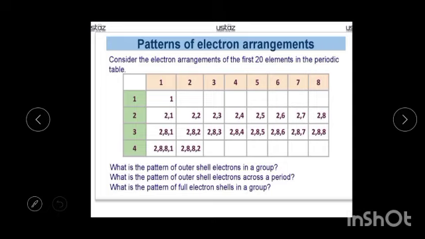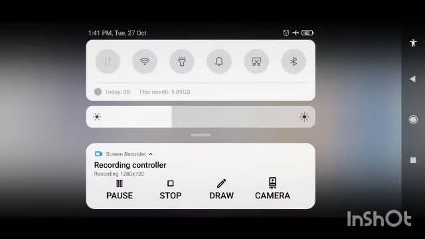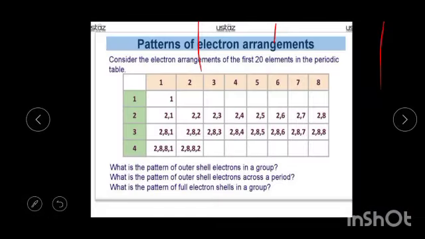If we check the electronic configuration, we can see the pattern of outer shell electrons in a group and along the period. This outer shell electron is known as valence electron.